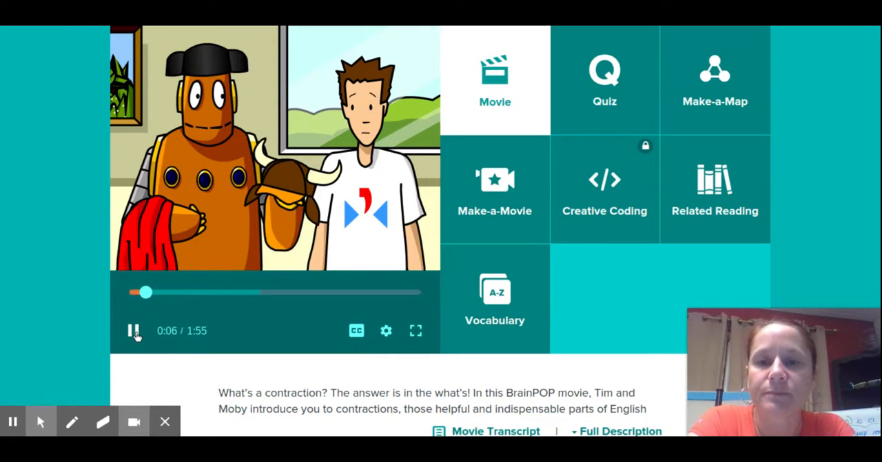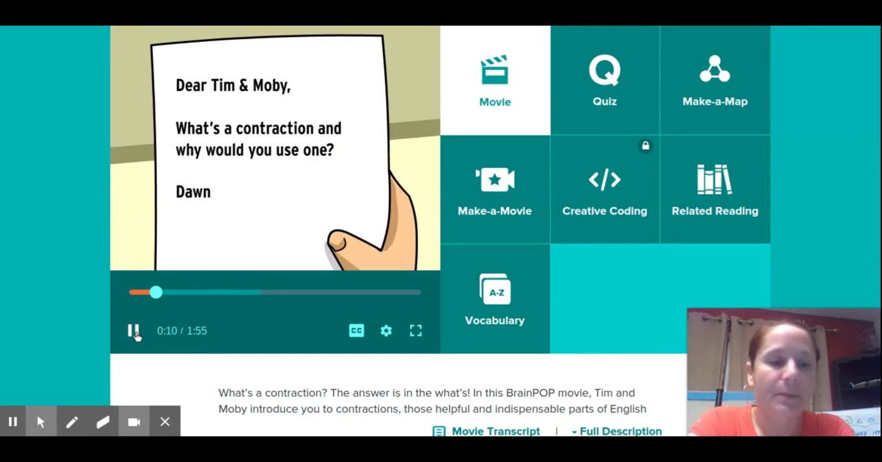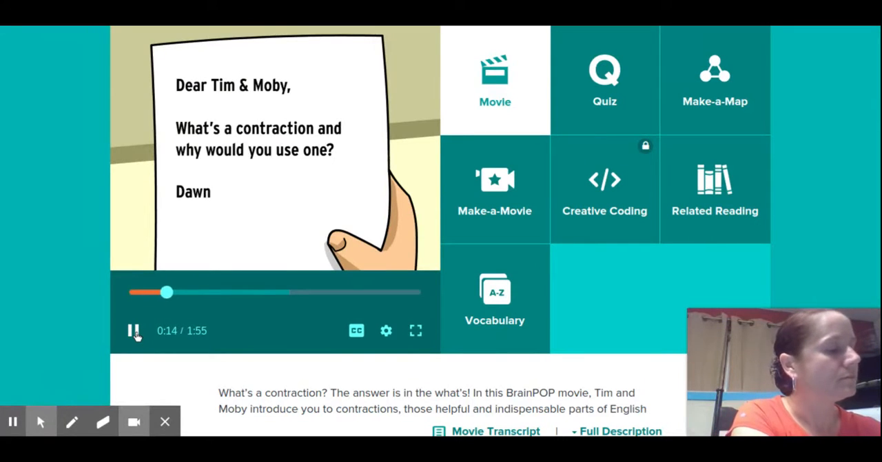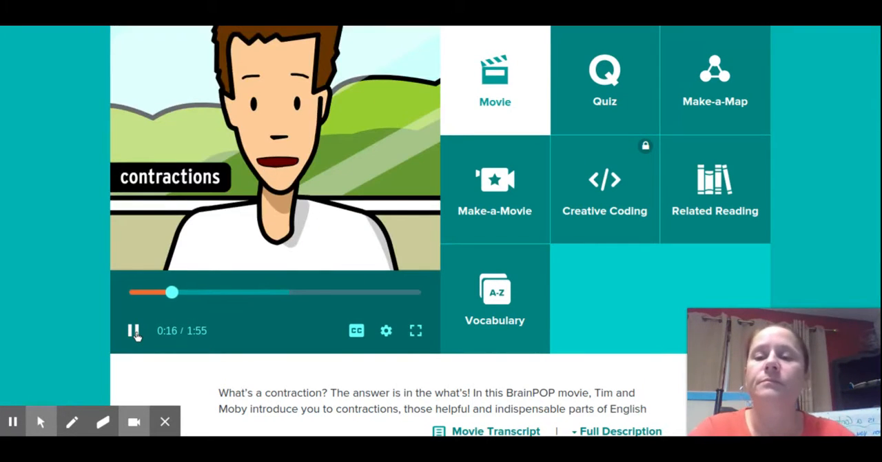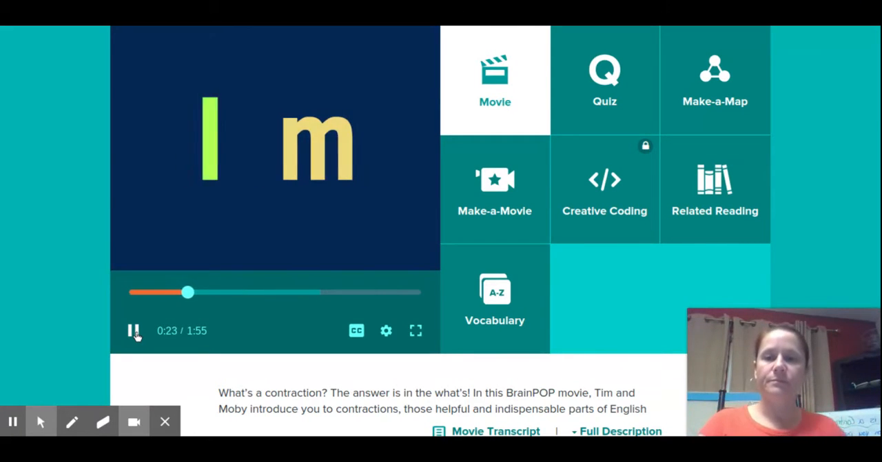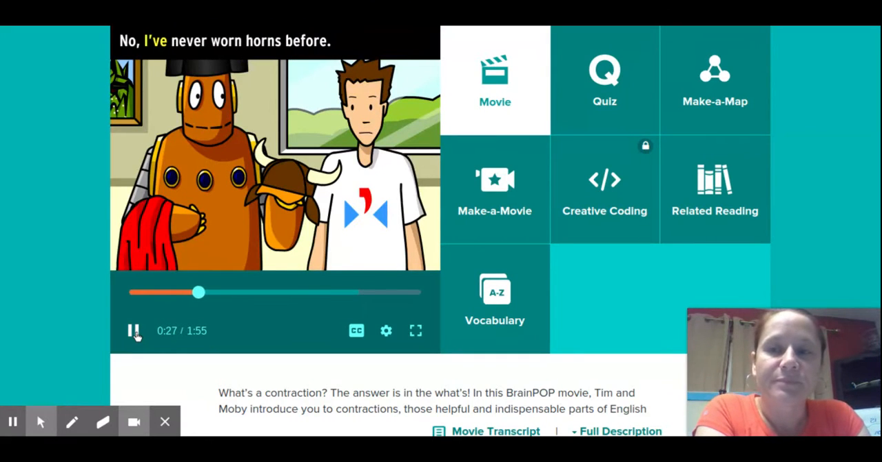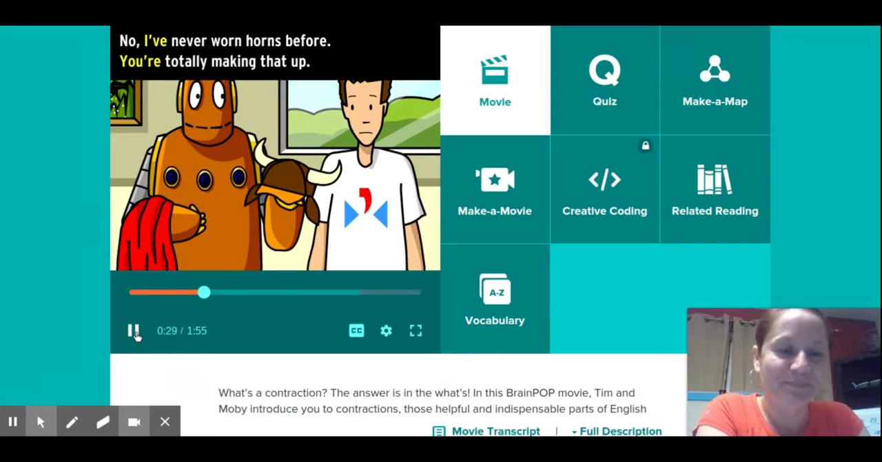I'm not wearing that. Oh, no, I won't. Dear Tim and Moby, what's a contraction, and why would you use one? From Dawn. Contractions are words like I'm and won't. A contraction is made by combining two words. I see one. No, I've never worn horns before. I see another one. You are totally making that up.